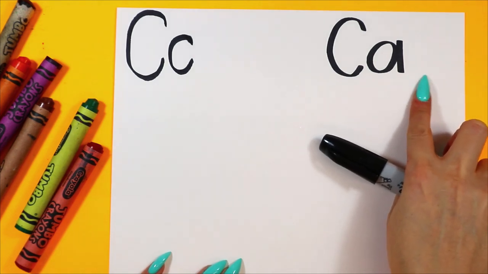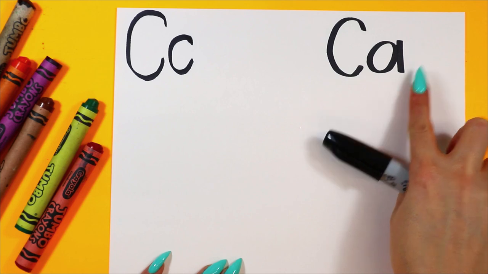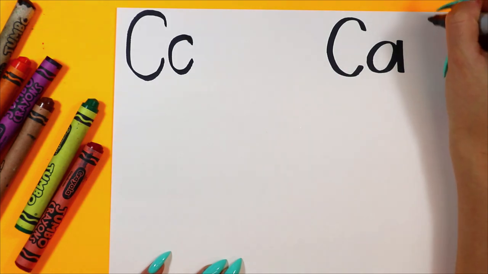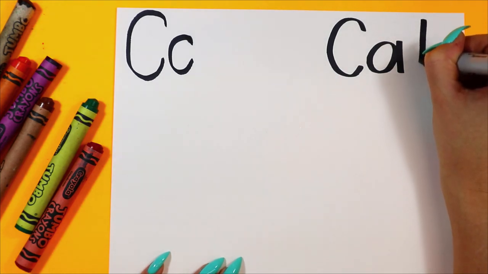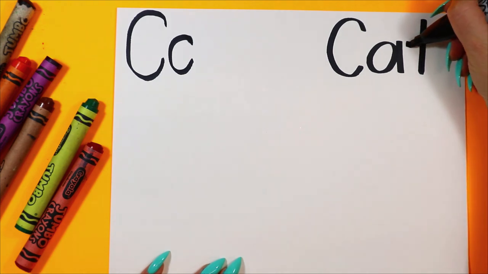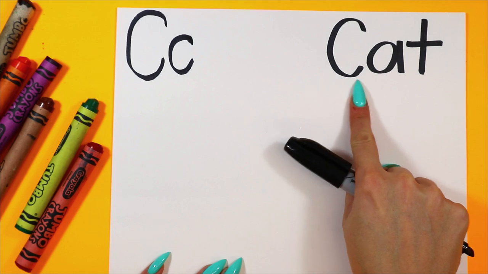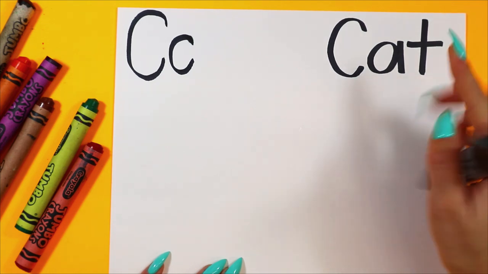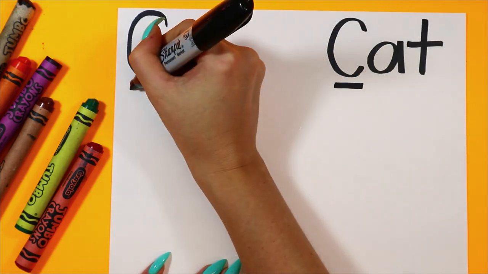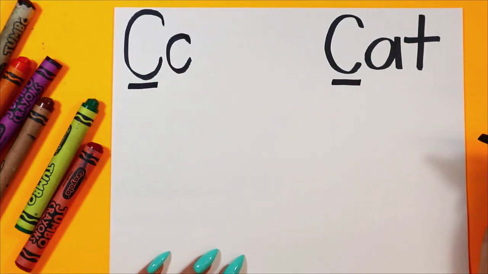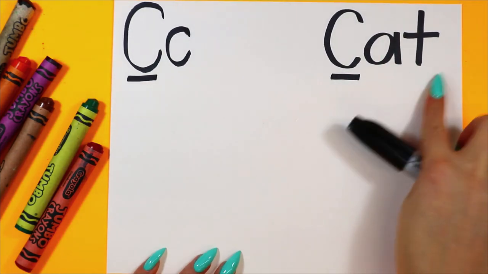Do you know what letter makes a T sound? It is a lowercase letter T. It's a T. Let's draw a line down and one line across. C-A-T, C-A-T, cat. And cat starts with the letter C. Let's draw a cat.